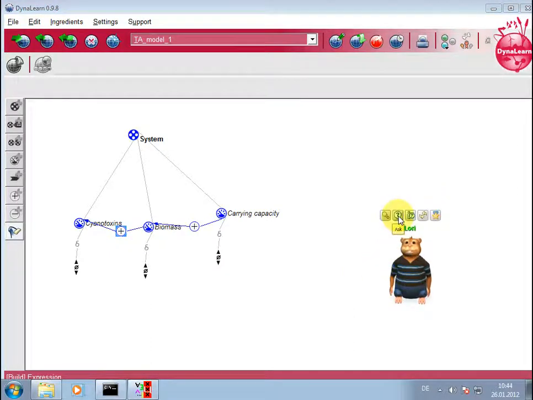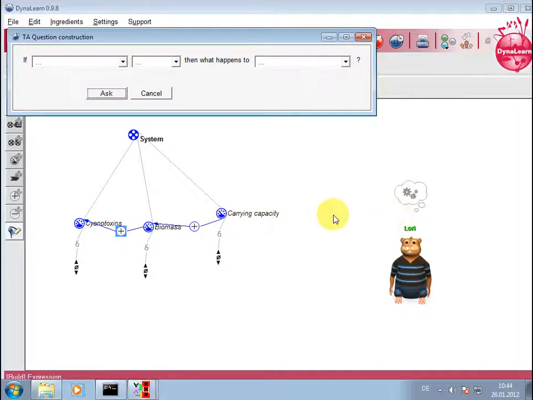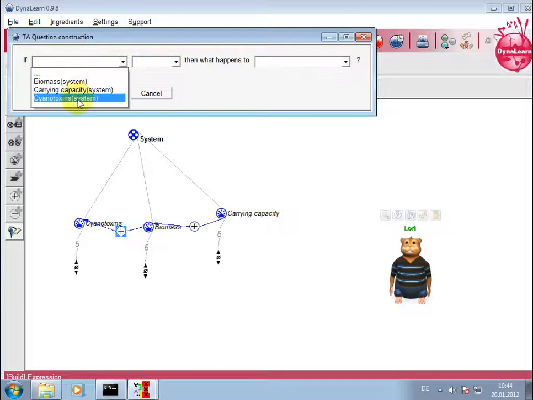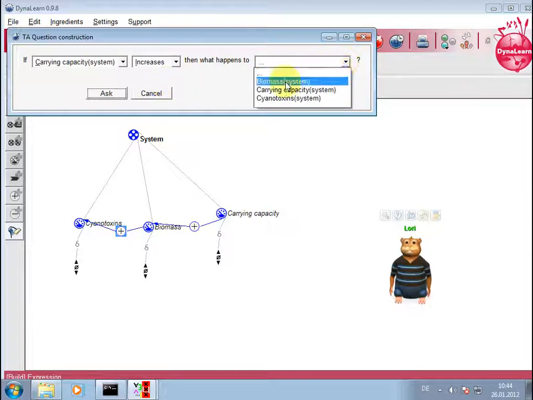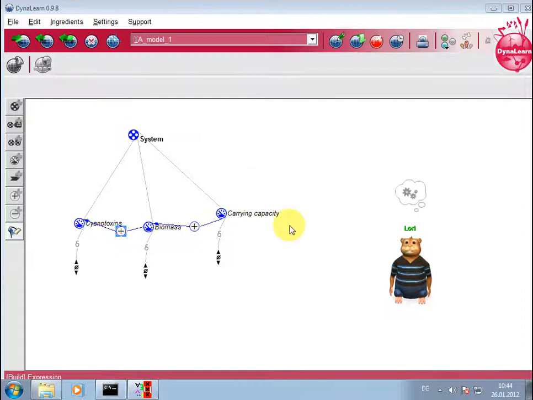So let's see what we have taught our Teachable agent. Let's use the ask function, and we want to know, for example, when carrying capacity increases, what happens to biomass? So is our relation correct? Carrying capacity increases, then what happens to biomass? Ask. So the Teachable agent says biomass increases, and this is correct.